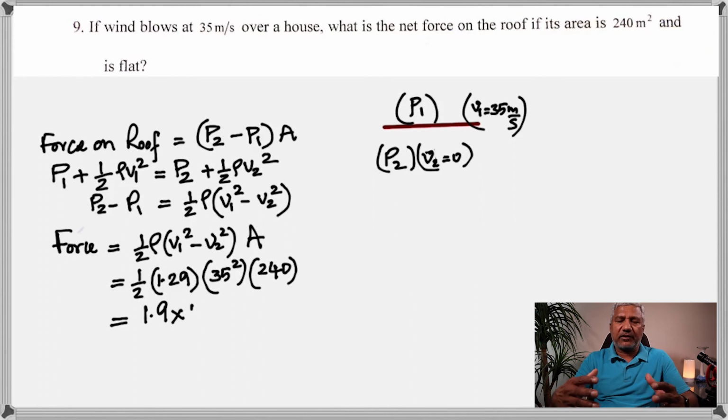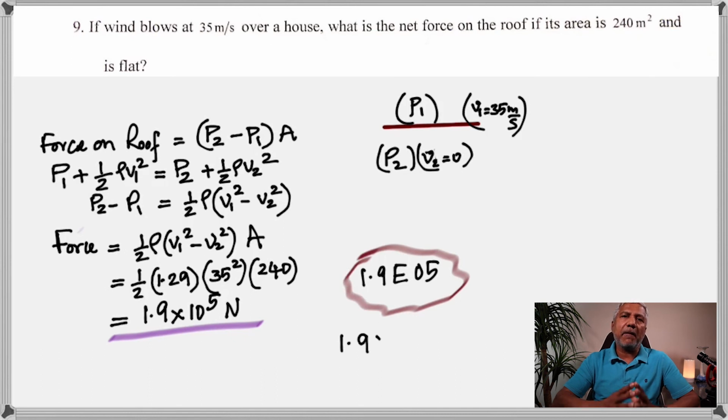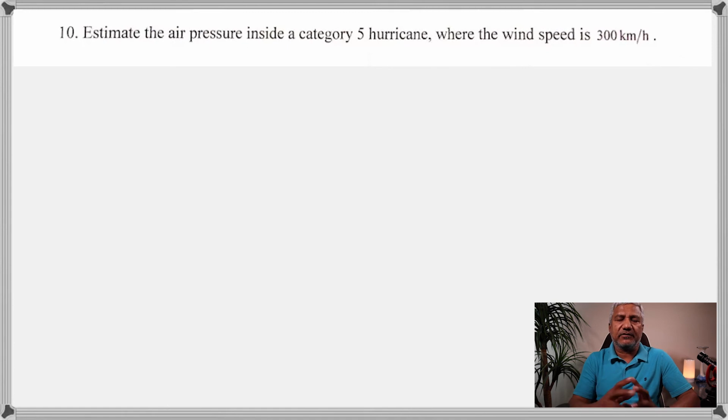And when you do the calculations, you get 1.9 times 10 to the power 5 newtons. My goodness, that's a lot of force. That's 0.19 million newtons. So on to the last question.